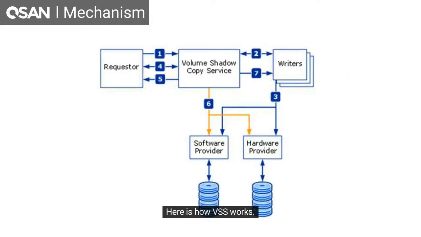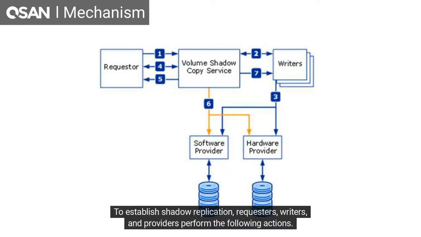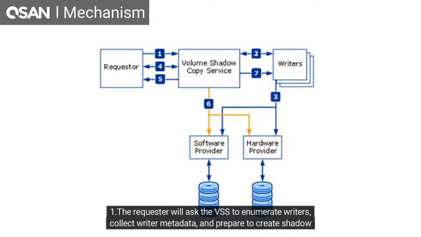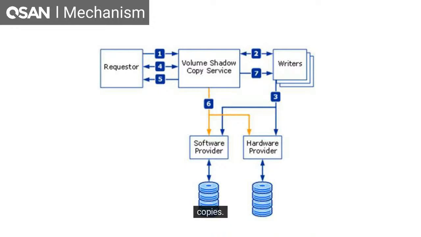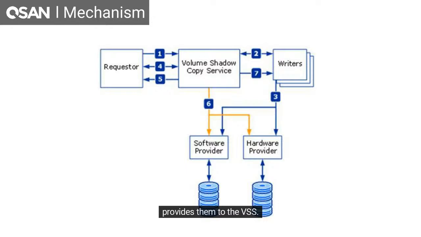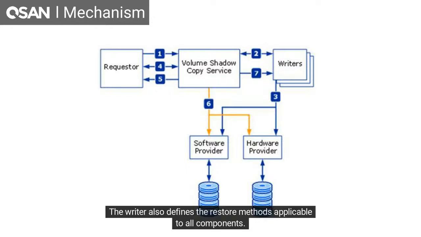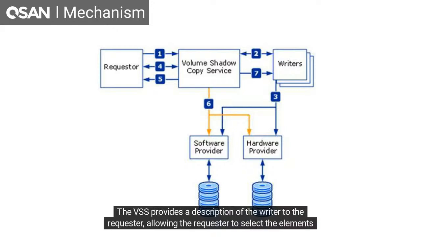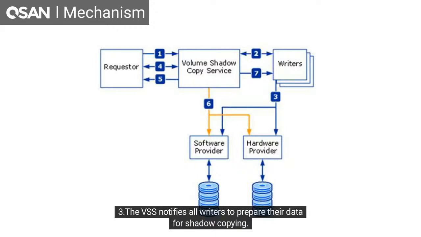Here's how VSS works. To establish shadow replication, requesters, writers, and providers perform the following actions. 1. The requester will ask the VSS to enumerate writers, collect writer metadata, and prepare to create shadow copies. 2. Each writer creates an XML description of the components and data storage areas that need to be backed up and provides them to the VSS. The writer also defines the restore methods applicable to all components. The VSS provides a description of the writer to the requester, allowing the requester to select the elements to be backed up. 3. The VSS notifies all writers to prepare their data for shadow copying.